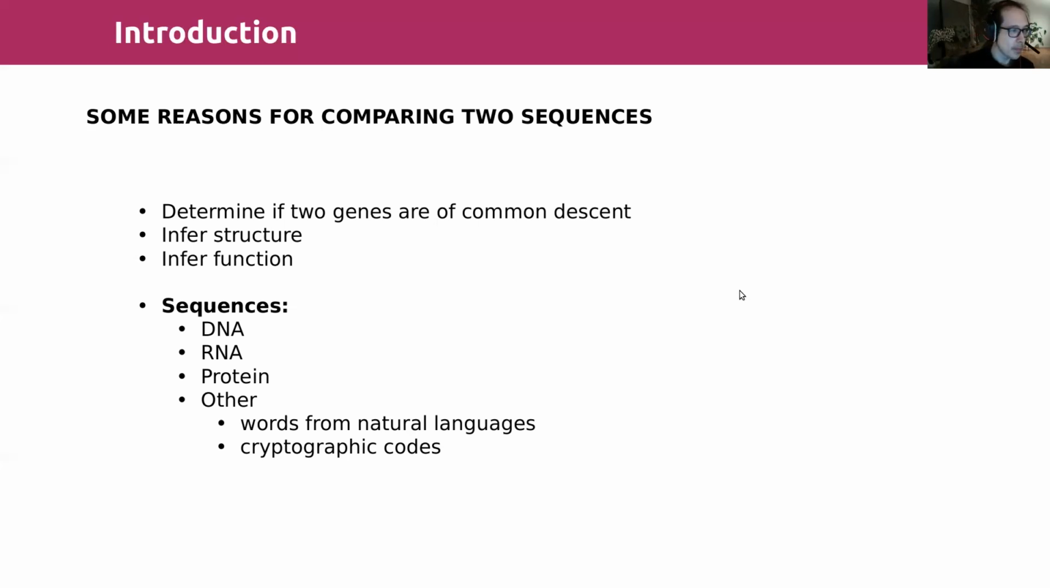And what kind of sequences are we talking about? Well, we already know basically that it's going to be DNA, RNA, and protein. But a lot of these tools come from processing languages and processing cryptographic codes. A lot of classical computing tools we'll be using.